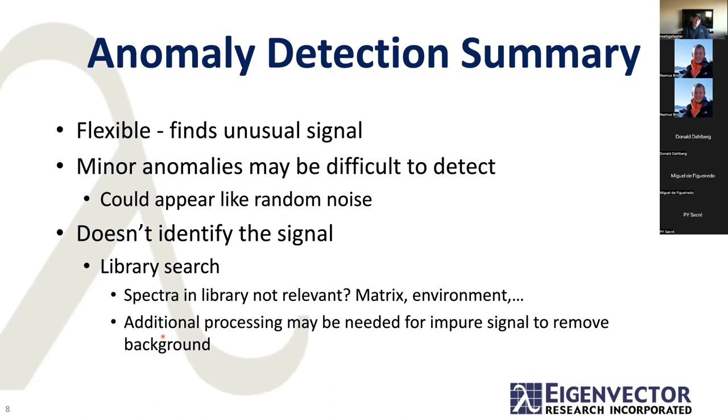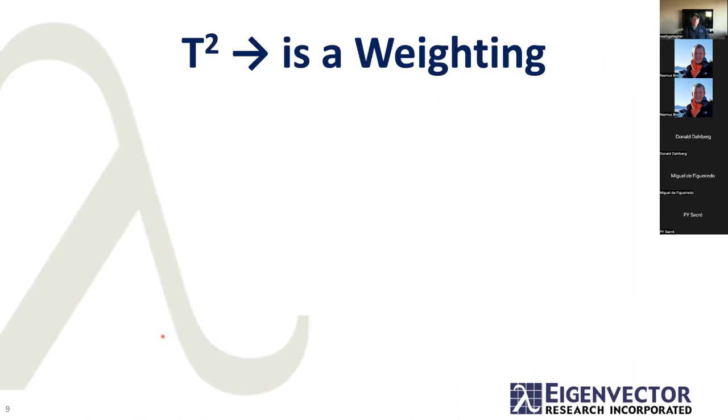Doesn't identify the signal though. And so we start getting into things like library search. And then you go, well, is the spectrum in my library actually relevant because of environmental impact, matrix effects, etc.? And we may have to do additional processing to take impure signals so that they look like our library spectrum even better.